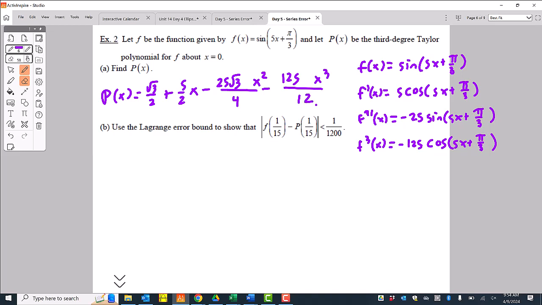Notice this is not an alternating series, so the alternating series error bound wouldn't work for this. So in part B, when it says use Lagrange error bound, we don't even need that information. We know it's got to be Lagrange because it's not alternating.